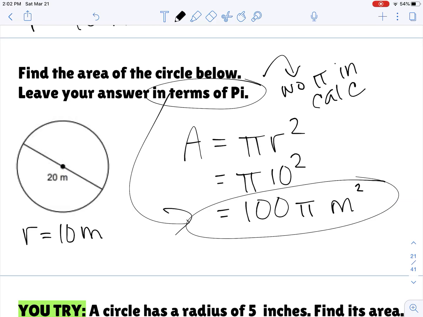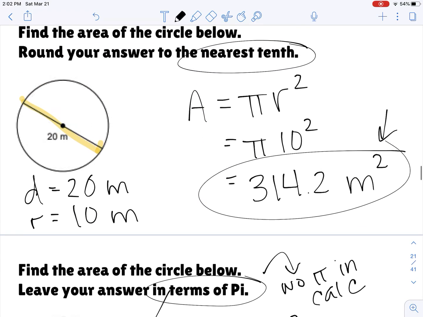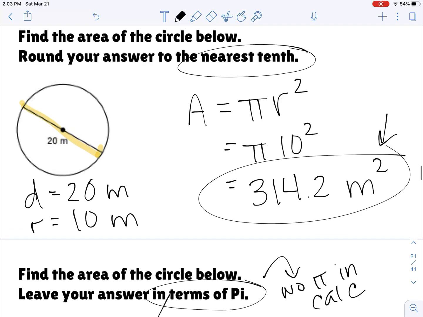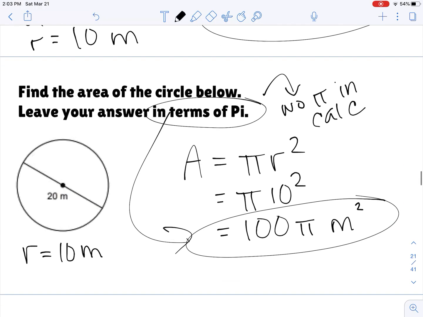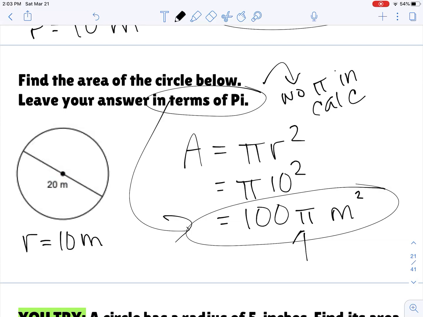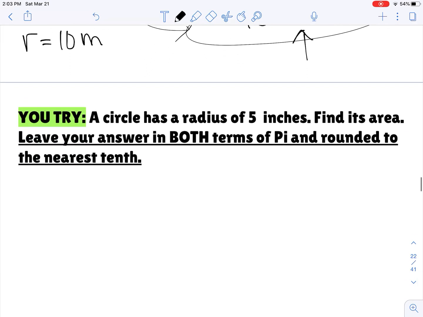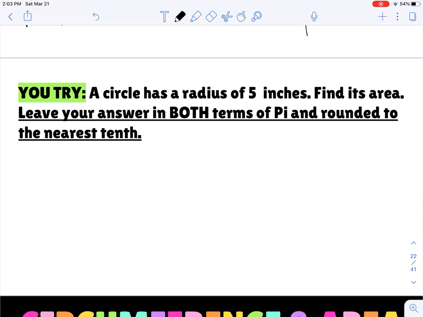This answer is in the terms of pi. This answer is rounded to the nearest tenth. This is the difference, okay? You need to make sure that you put the pi at the end of your answer, okay, so that people know it's in terms of pi. And now would be a good time for you to pause this video, check that you can do this problem, and then unpause it when you're ready to check your answer.